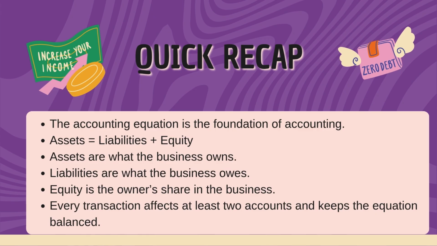So, here's a quick recap. Assets are what the business owns, liabilities are what the business owes, equity is the owner's share, and the golden rule you should always remember is assets equal liabilities plus equity.